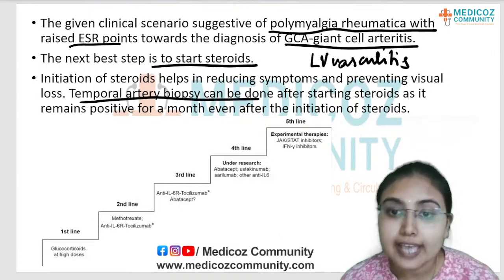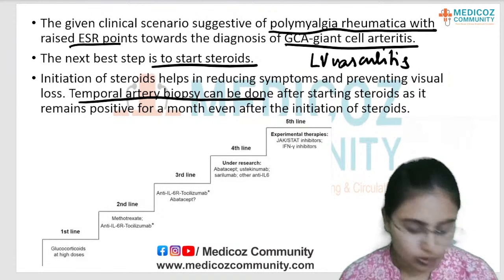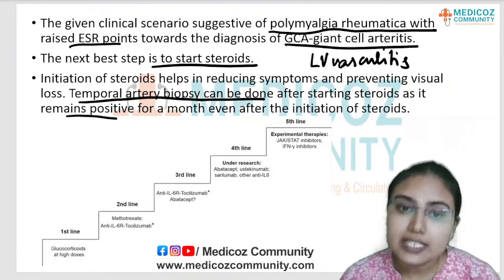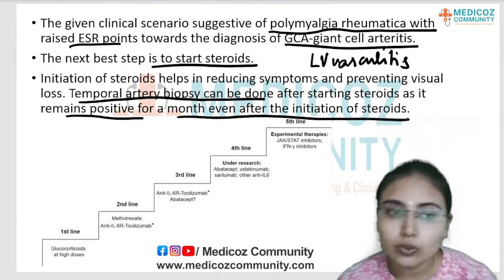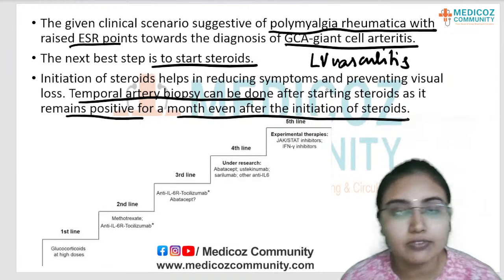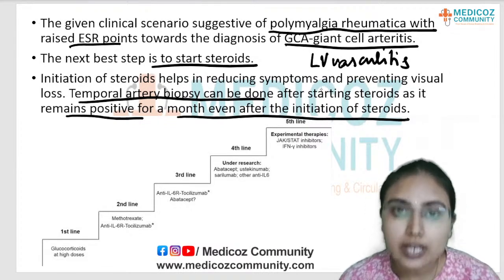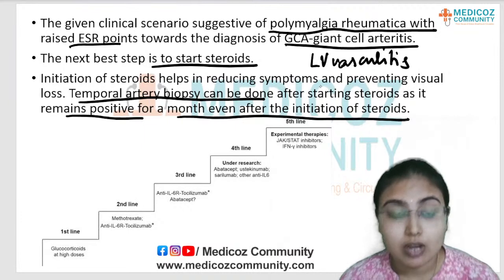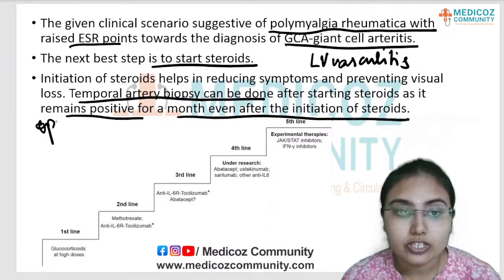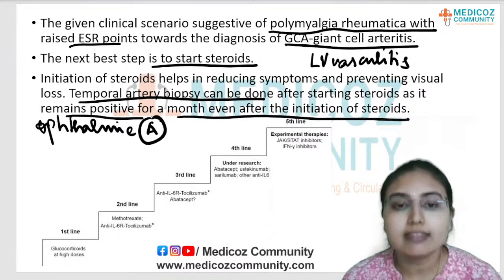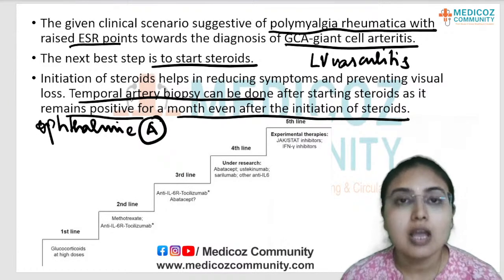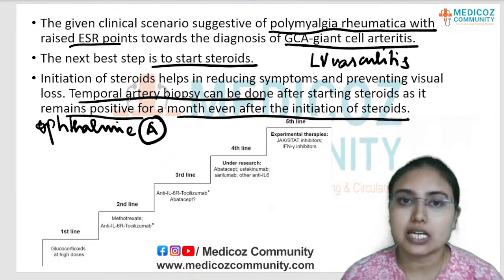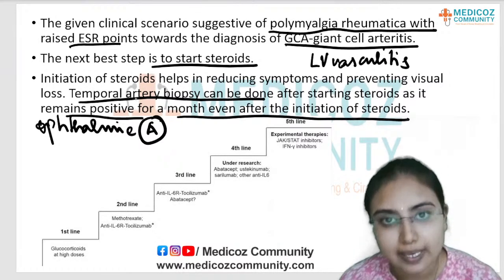Temporal artery biopsy can be done after starting steroids also, all right? Because it remains positive for a month even after the initiation of steroids. Suppose you say, no, I want to diagnose the patient, I'll go ahead, confirm with a temporal artery biopsy. You risk making the patient blind forever. Why? Because there is ophthalmic artery involvement. Okay. So you can start steroids and then go ahead with making a confirmatory diagnosis of this patient. But the next best step is always starting steroids in a case of GCA.